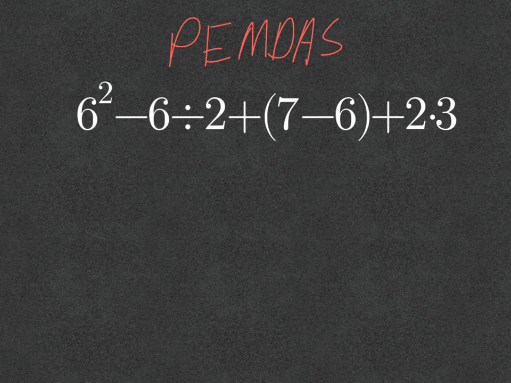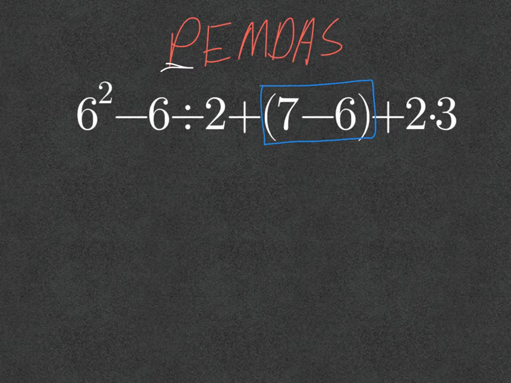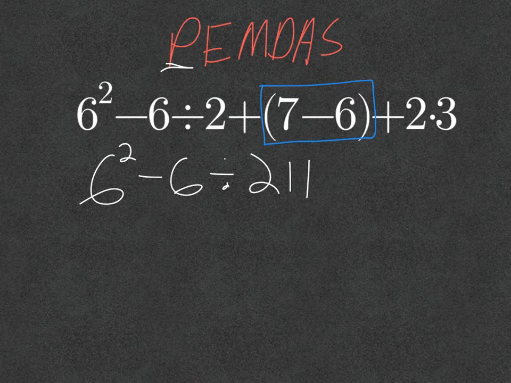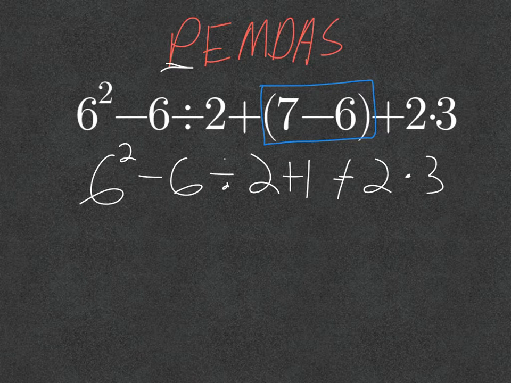We look and say, do we have any parentheses? Parentheses first. Yes, we do have parentheses, right? Here are parentheses. So let's evaluate that. We're going to rewrite the whole expression. So 7 minus 6 is 1. And let's fill everything else in. 6 squared minus 6 divided by 2 plus 1 plus 2 times 3. Okay?